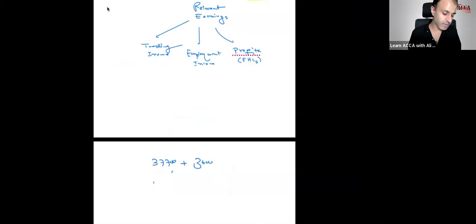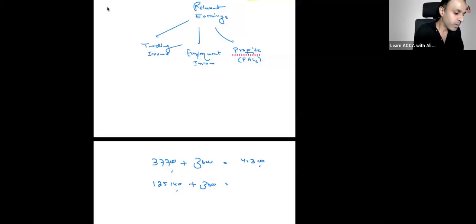See, the whole process is revised. 37,700 plus 3,600, the figure becomes 41,300. Then comes 125,140 plus 3,600, the figure is 128,740.